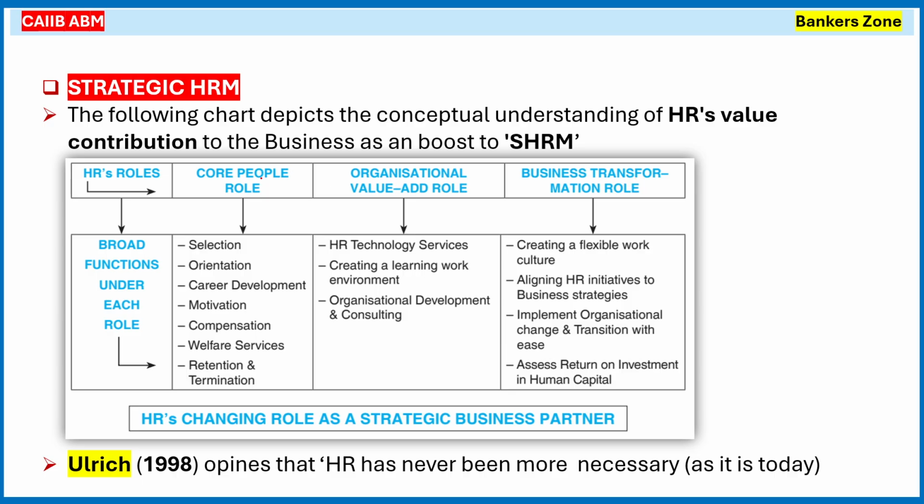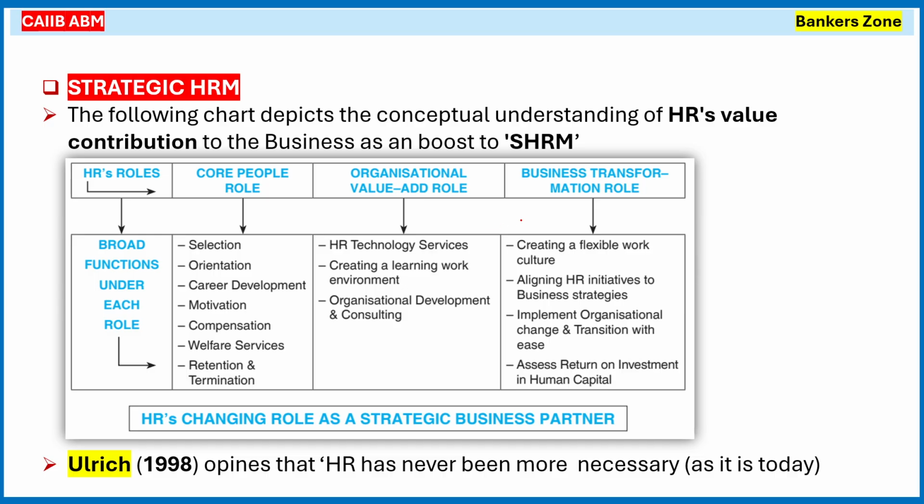If HR is performing the core people role, then selection of employees, orientation, career development, motivation, compensation, welfare services, retention and termination, all these are part of the core people role. Okay. If HR is doing the organizational value addition role, in that case, HR technology services, creating a learning work environment, organizational development and counseling. So these are part of the organizational value addition role. Here we are adding something of value.